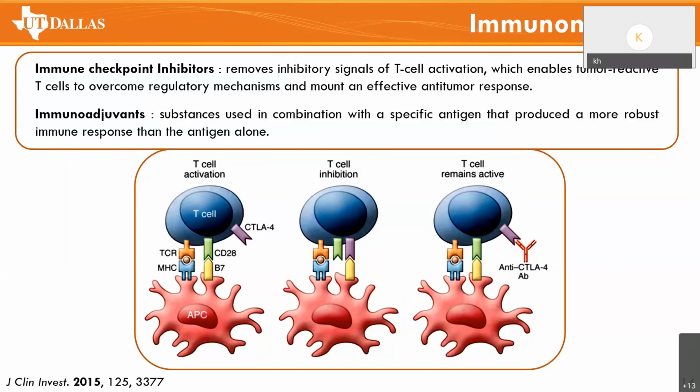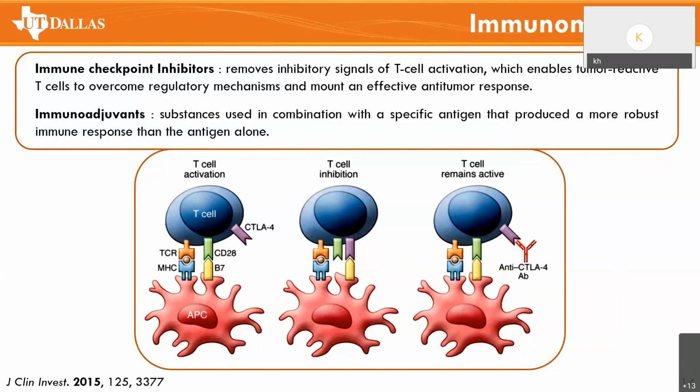This CD28 B7 binding actually is very necessary and causes increased production of interleukin-2 and other stimulatory cytokine and causes T cell proliferation and differentiation. And this is what we want. Also, there are several regulatory checkpoints that normally prevent the inappropriate activation of cell-mediated immune response. But they also are expressed on T regulatory cells that are suppressive cells.